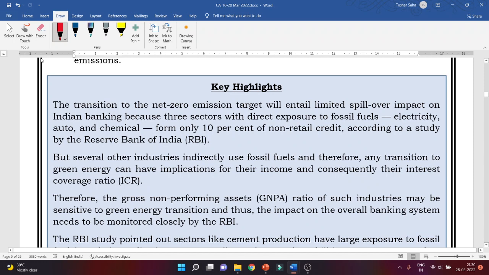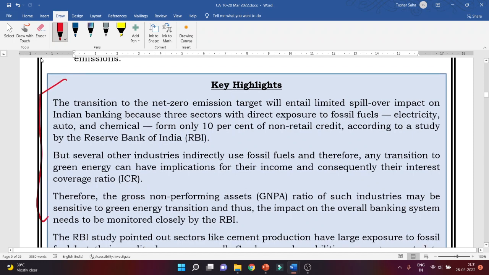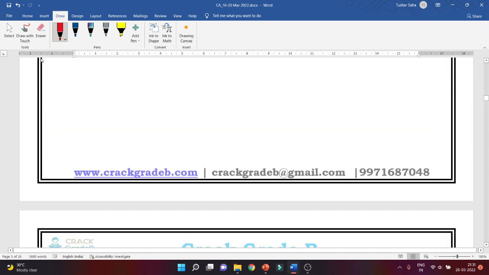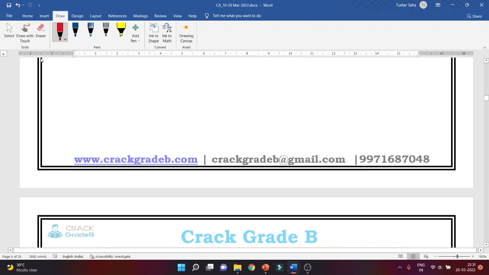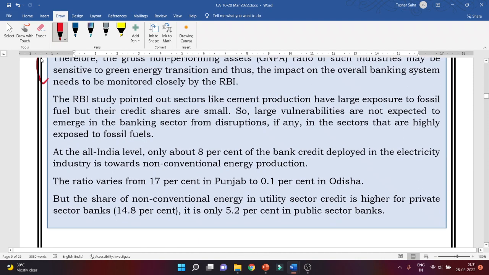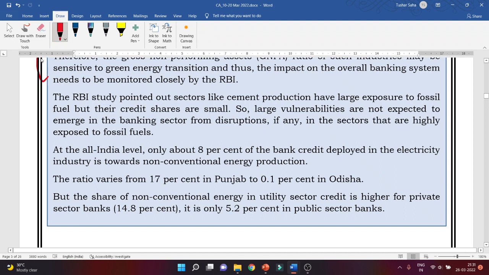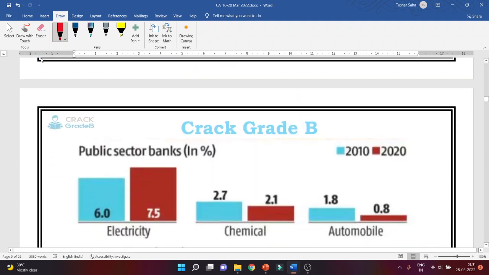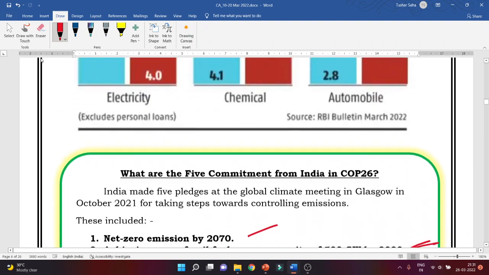Got it? So now you can go through it once. That would be more than enough. Rest, whatever is important, I have already explained to you. Now let's move forward and see. Here are some critical data. For example, the ratios are varied. Like the ratio varies from 17% in Punjab to 0.1% in Odisha. So just go through it, you will understand what this is. Credit deployment.